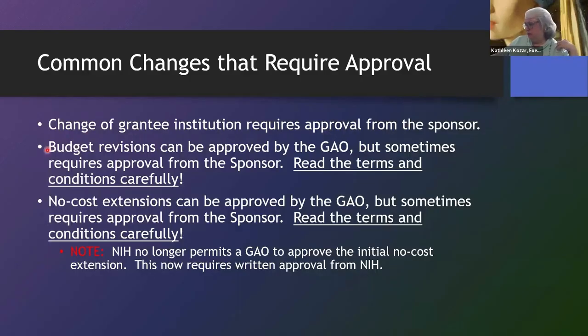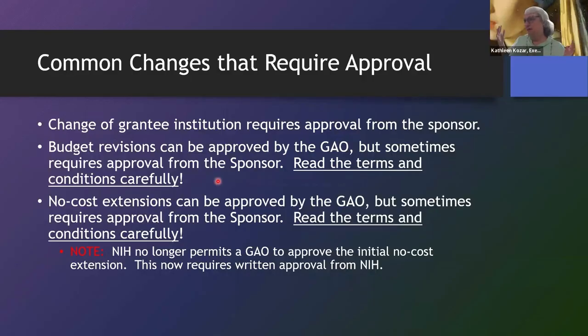Certain budget revisions can be approved by the authorized official, the grantee authorized official, using that process that I described earlier. But sometimes it requires approval from the sponsor. You are responsible for understanding when a budget revision can be approved by the GAO and when you need to go back to the sponsor. And you need to make sure that you read the terms and conditions carefully.